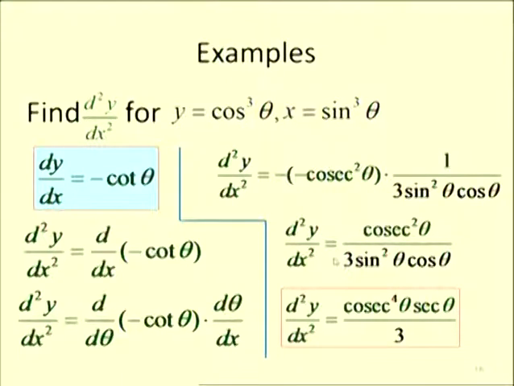So 3 is there in the denominator, so we keep it as it is: 3, and 1 upon sin square theta is cosec square. So cosec square into cosec square is cosec raised to 4 theta, into 1 upon cos is sec theta. So this is the second order derivative of this function y is equal to cos cube theta and x is equal to sin cube theta. So this is how we can find the second order derivative of parametric function.